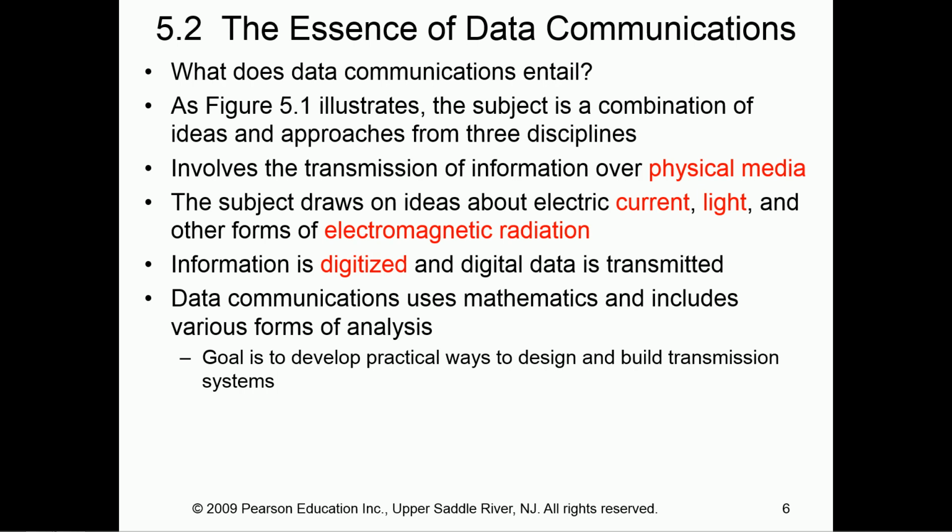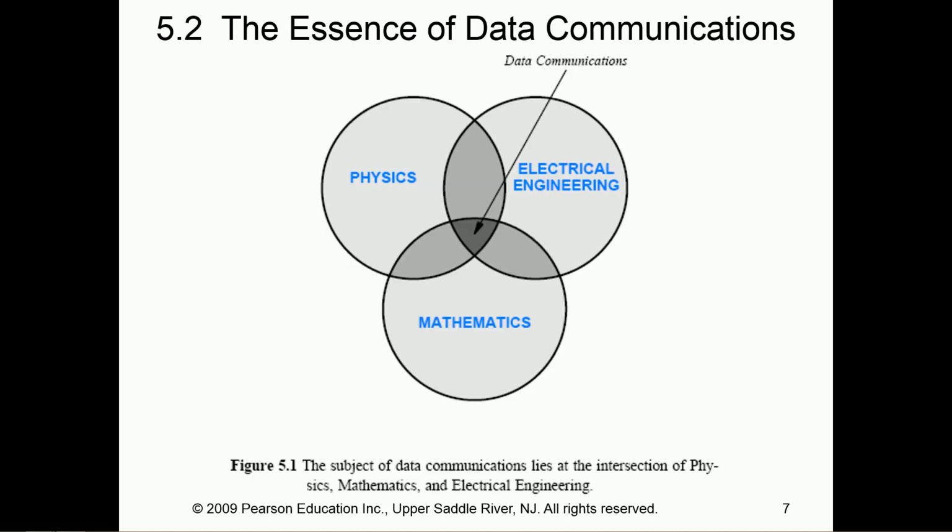So why does it have to be digitized? If it's not digitized, it's still going to be analog, and analog transmissions aren't where we're at anymore. We've switched everything to digital just because they're more reliable, they can be transmitted further and faster. So the essence of our data communications, it's the combination of physics, engineering, and mathematics, and where they all collide, that's where we're defining our datacom.